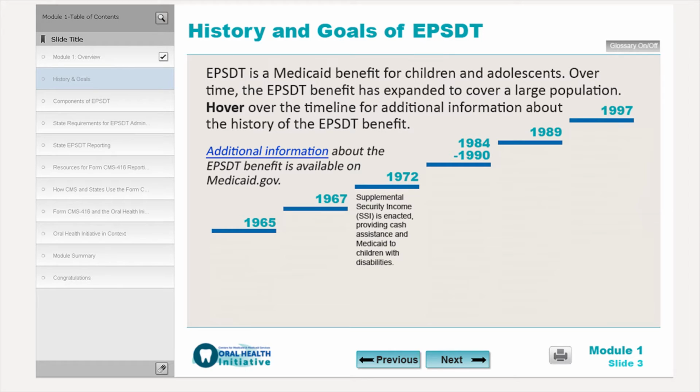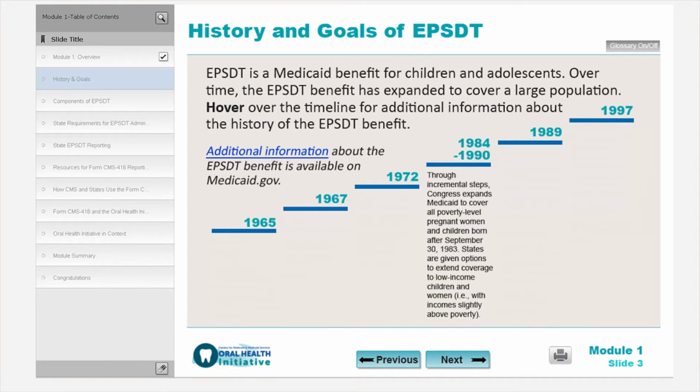In 1972, the Supplemental Security Income, or SSI program, was enacted, providing cash assistance and Medicaid to children with disabilities. Between 1984 and 1990, through incremental steps, Congress expanded Medicaid to cover all poverty-level pregnant women and children born after September 30, 1983. States were given options to extend coverage to low-income children and women, such as extending coverage to individuals with incomes slightly above poverty.